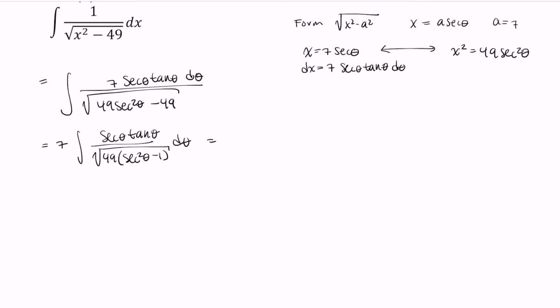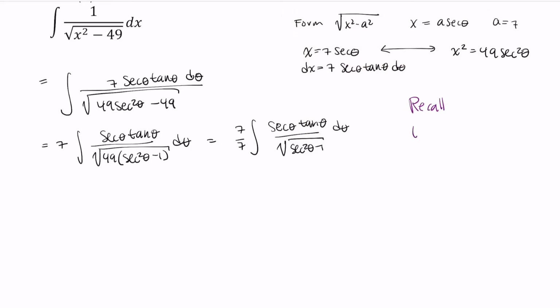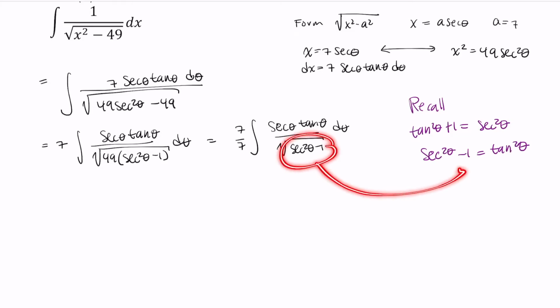d theta, so I can simplify this further, is 7 over 7. The square root of 49 in the denominator comes out here as a 7. Secant theta tangent theta divided by the square root of secant squared theta minus 1 d theta. Recall that tangent squared theta plus 1 is equal to secant squared theta. This tells me if I just subtract 1 from both sides, I can see that secant squared theta minus 1 is equal to tangent squared theta, which I have here, so I can make this substitution.